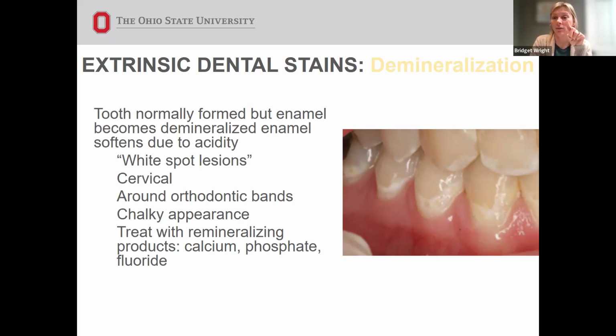They can also be right around the ortho bands or brackets. I know my sister, when she had braces when she was young, was never good about brushing her teeth. Even to this day, on 7 and 10, she has little squares on her teeth, which of course she hates. Nobody loves that. But that's just from plaque sitting right along those ortho bands and causing that demineralization.